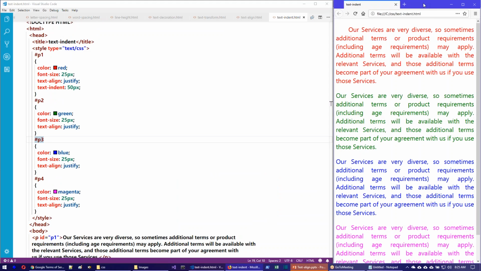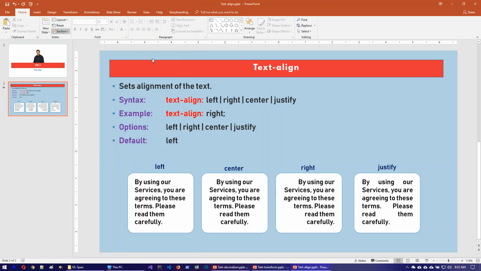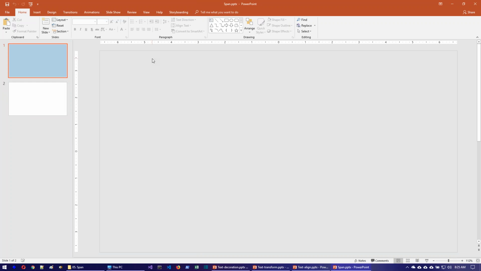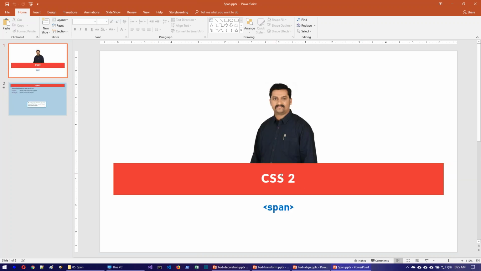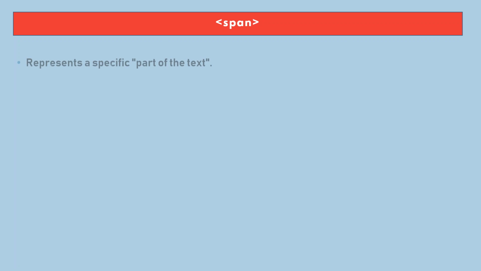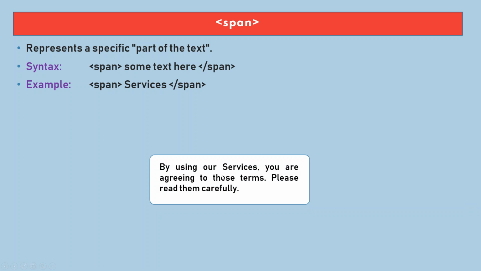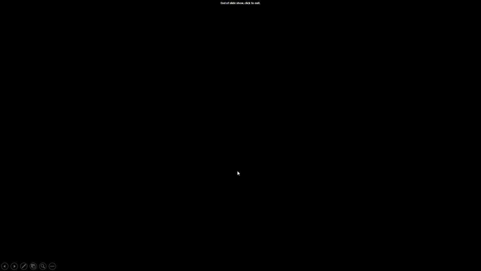Okay, next we have the span tag. See, one of the HTML tags is the span tag. The span tag is actually a tag, not a CSS property, but useful for CSS. The span tag represents a specific part of the text. In a big paragraph, a small word or small particular area can be represented as a span. For example, you want to highlight this word services.